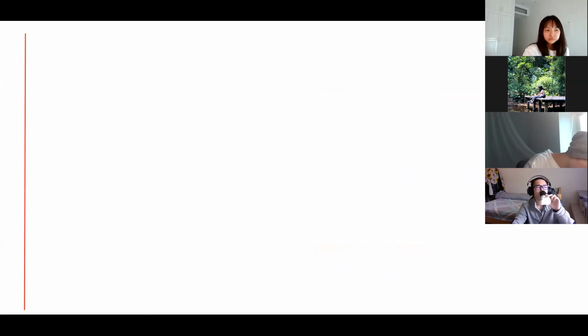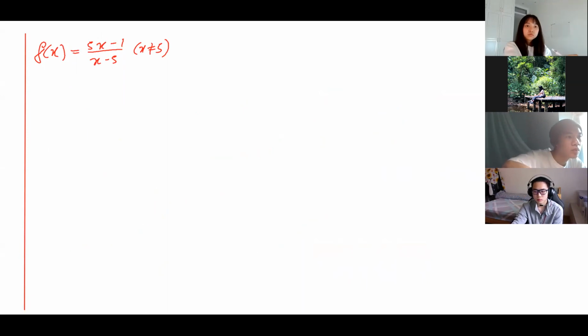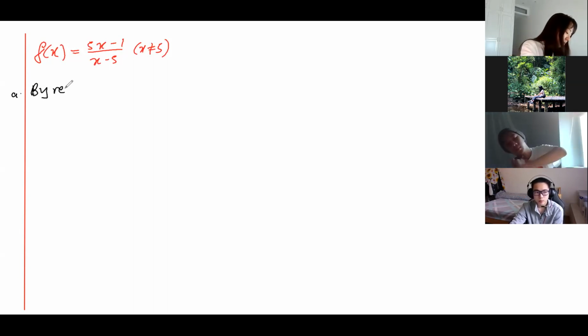So the function is f of x equals 5x minus 1 over x minus 5. Of course, it's not defined when x is 5. We know that. By inspecting the graph: the question says, show that f is self-inverse by referring to the graph. So the first part, by referring to the graph, or from the graph, is okay.